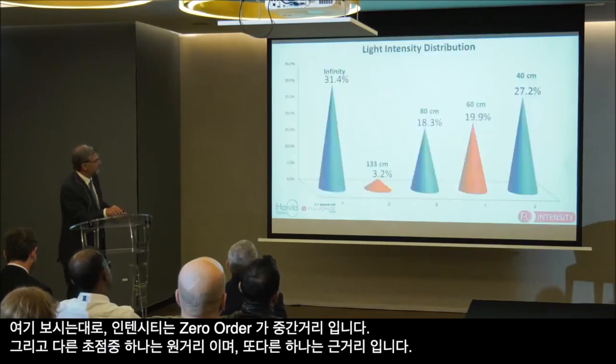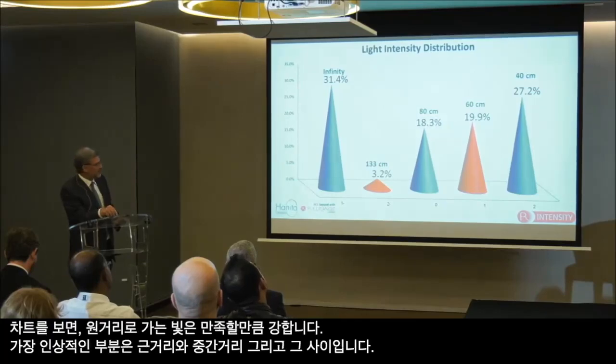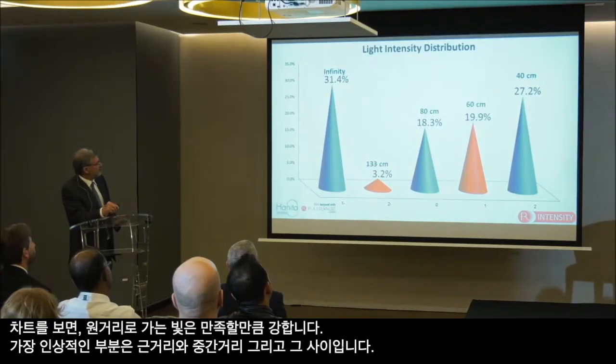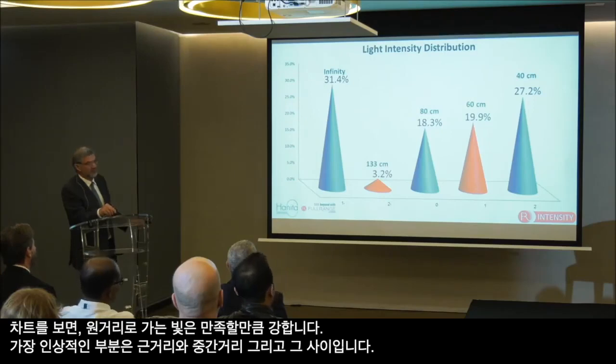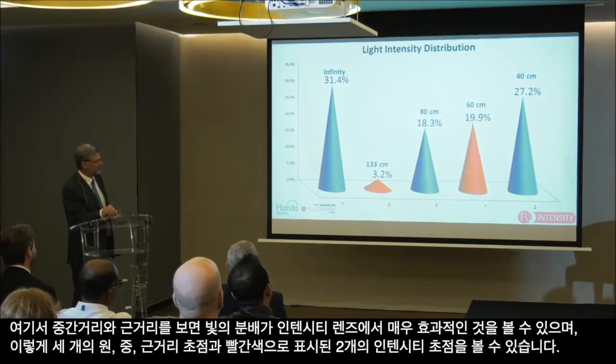So as we can see here in the light distribution, the order 0 is the intermediate. And then the other foci: one is infinity, which is the far, and the other one is the near. That means that light going for infinity, for distance, is quite strong and very satisfactory. But the most impressive part is the near and the intermediate and the in-between, meaning that the intermediate and near light distribution is very effective in this specific lens with these 3 foci of far, intermediate, and near, and the 2 intensities shown here in red.